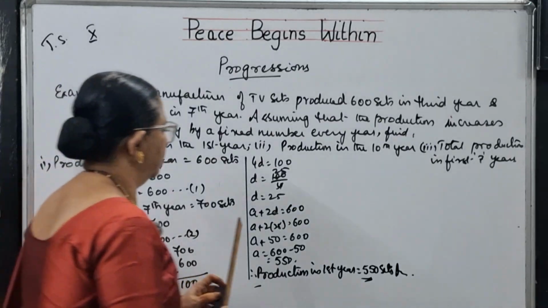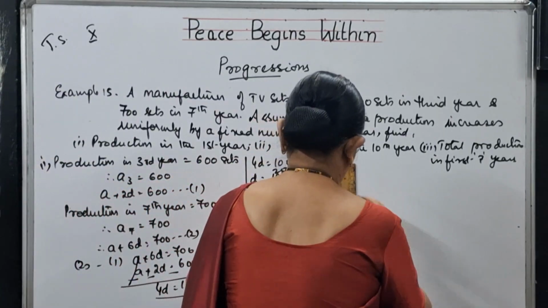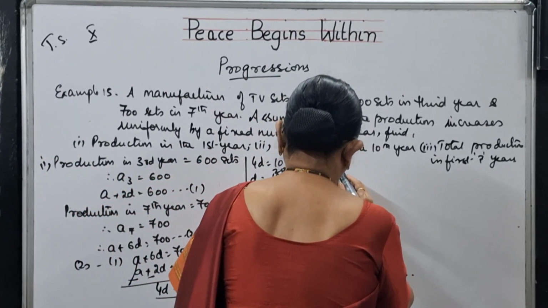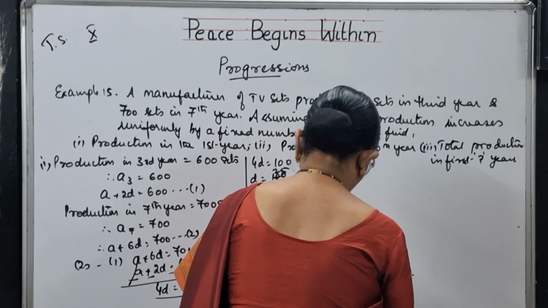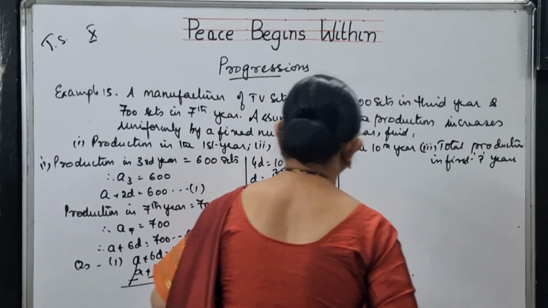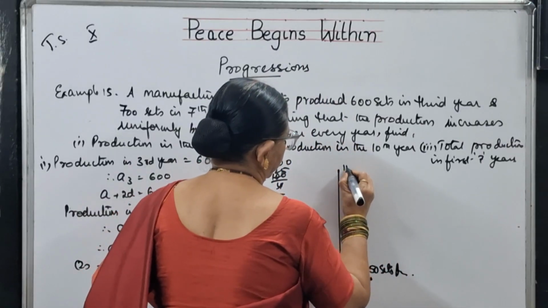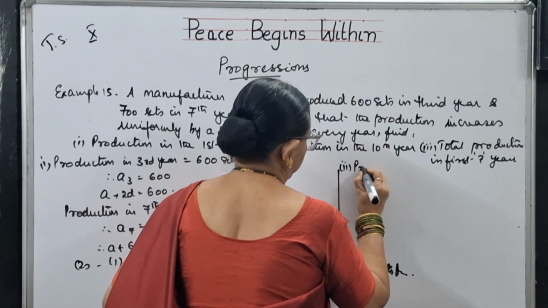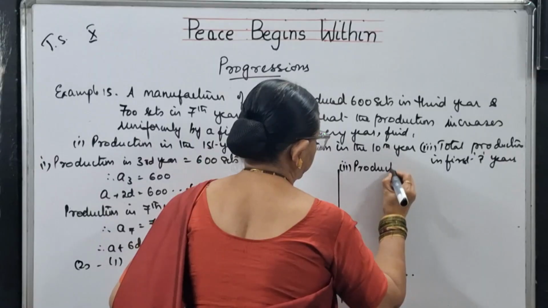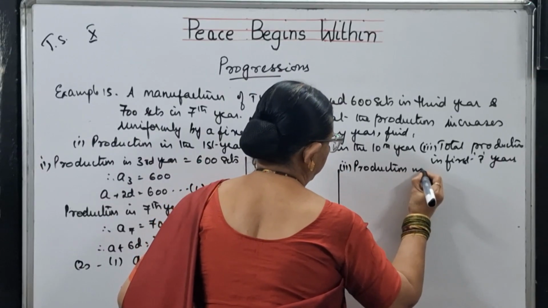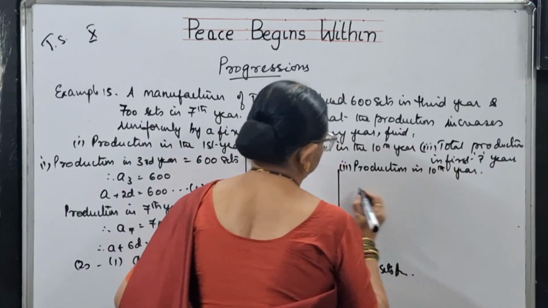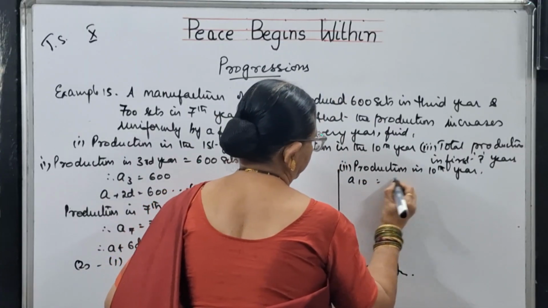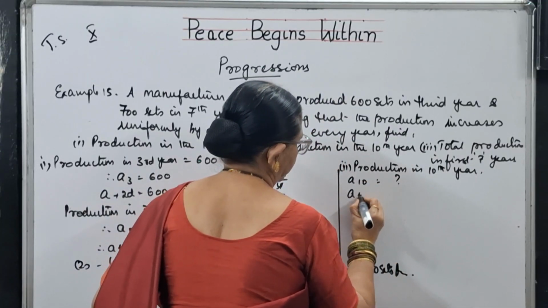Now, the second bit is production in 10th year. That means A10 is equal to how much they are asking.